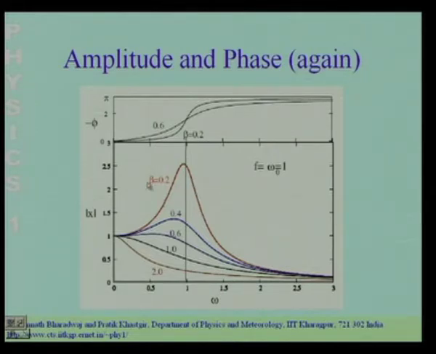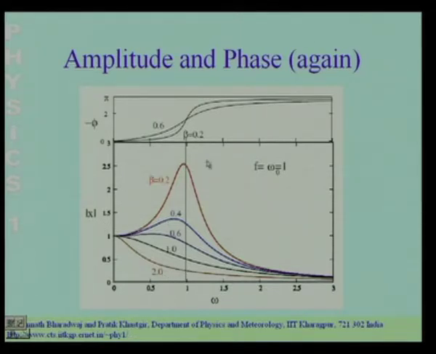Another point to note is that the more the damping, the less is the peak value of the oscillations, and you have a peak in the amplitude at the resonant value as long as you are in the underdamped regime. In the overdamped regime, where beta, the damping coefficient, is more than omega naught, there is no peak in the amplitude as you vary omega, and the amplitude falls monotonically from the low frequency value to the values at high frequencies. So, there is a change when you go from the underdamped situation to the overdamped situation.